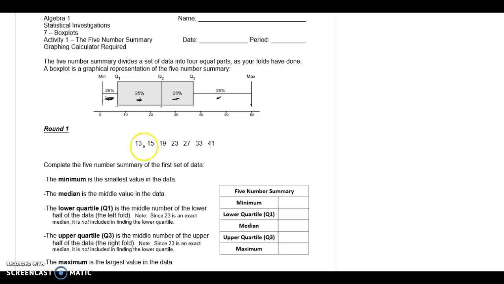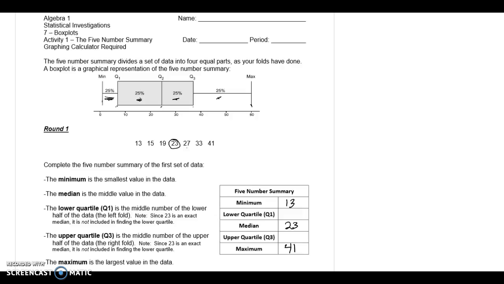So here we have a list of numbers, 13, 15, 19, and so on. We're going to find some of the easy ones first. These are in order, which is very nice. It's easy to find the min and the max. Not a whole lot of work to do to find the median either. The minimum value is the lowest value we see, which would be 13. And our max would be 41. To find the median, we're looking for the middle number. So 1, 2, 3, 4, 5, 6, 7 numbers. So we're looking for the 4th number. And there is our median value.